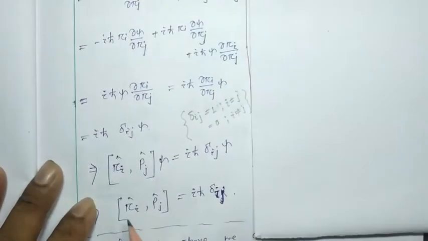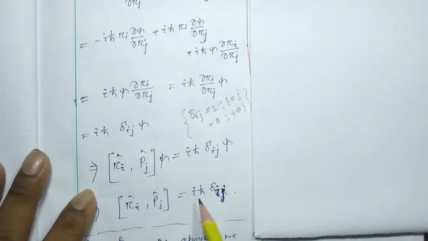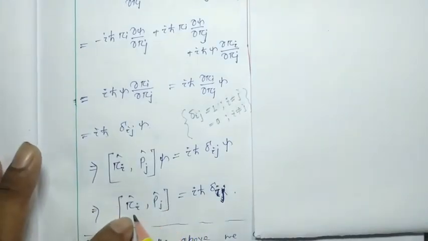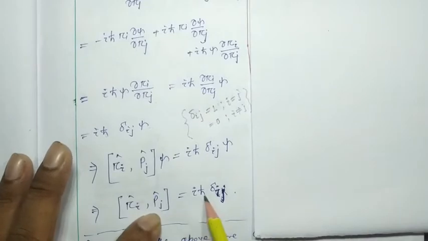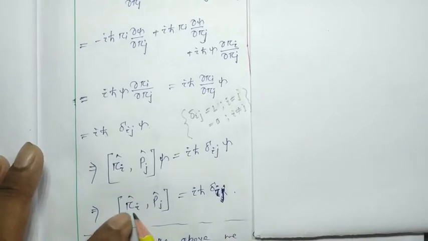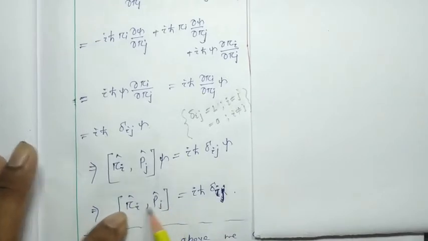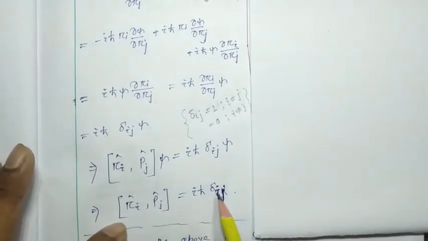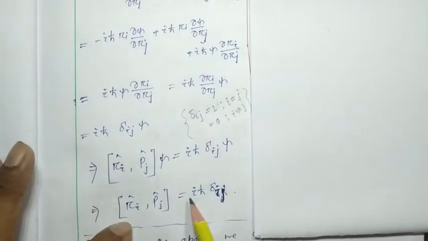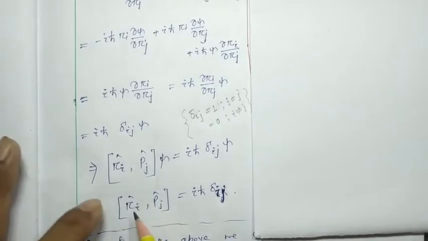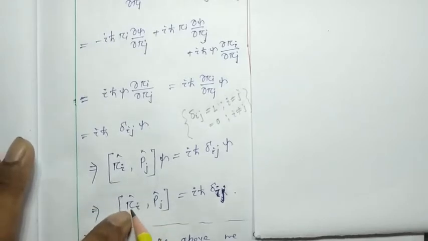Okay, so here we found that the commutation between R_i and P_j is equal to iℏ Kronecker delta ij. If i equal to j, then this commutation will be iℏ. If i is not equal to j, this commutation will be equal to 0. That means suppose i equal to 1, j equal to 1, that means the commutator of x and p_x will be iℏ, but if both are different, suppose x and p_y, it will be equal to 0.